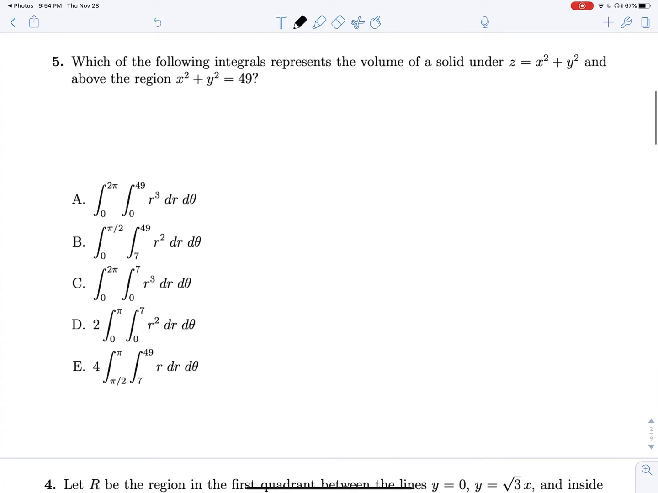Which of these integrals is going to represent the volume of a solid under this guy and above that guy? Okay, so this is a very weird question here because the answer choices they're giving us are in polar coordinates, but we notice that up here we would have to use cylindrical coordinates to make this entire thing work. So really what we're doing is setting up a cylindrical integral that turns into a polar integral later on down the line.